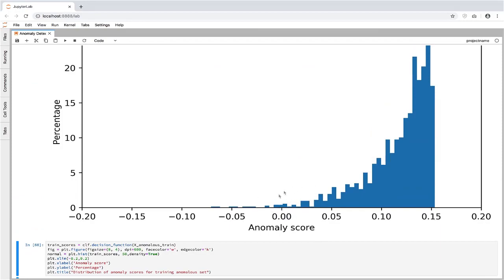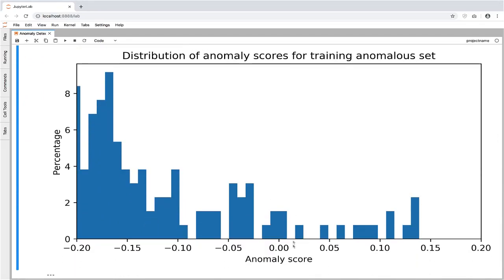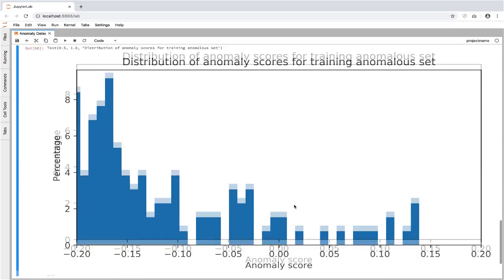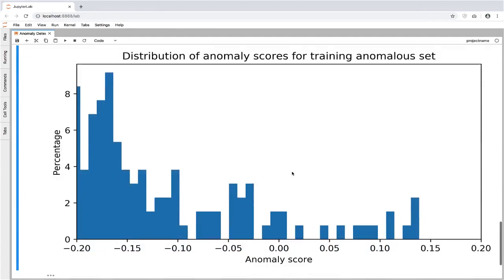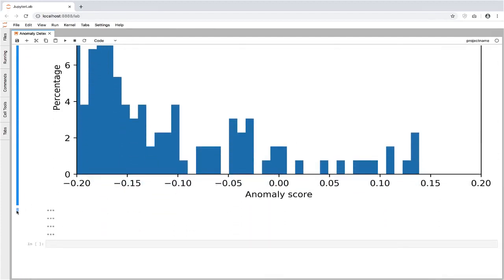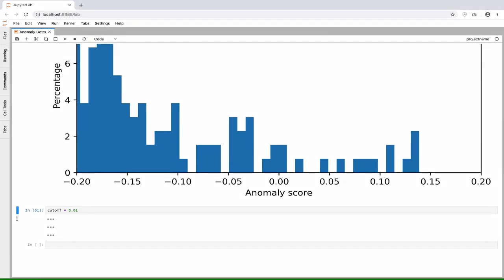This separation will be how we determine if a new point is normal or anomalous. In other words, we compute its score and look if it's above or below the cutoff, and that is how we'll determine if it's anomalous or normal. By visual inspection, I've chosen 0.01 because it looked like a lot of the anomalies are on one side and a lot of the normal points are on the other side.